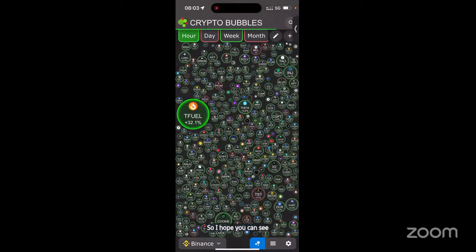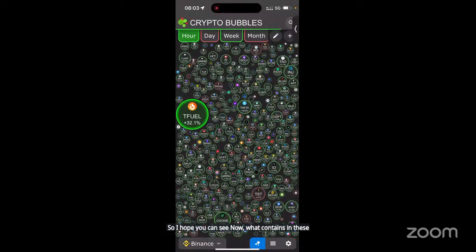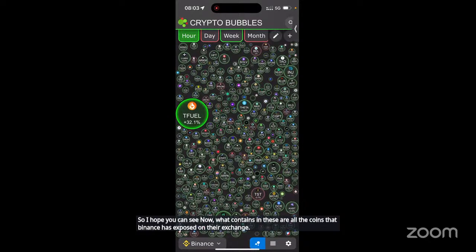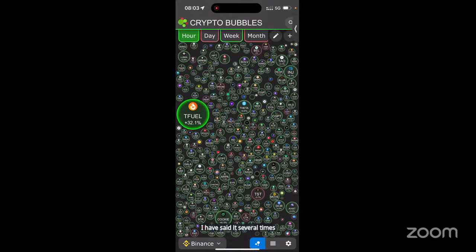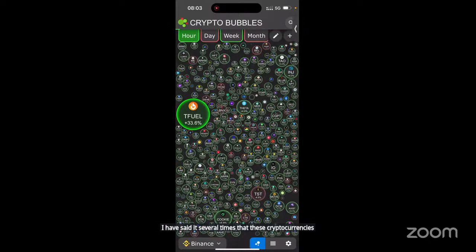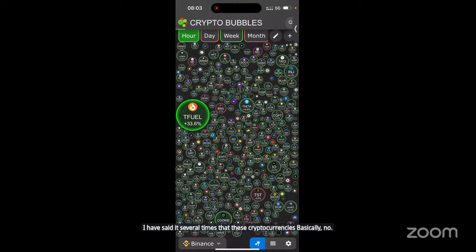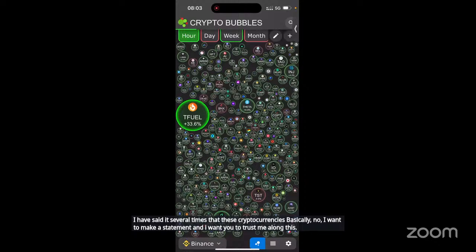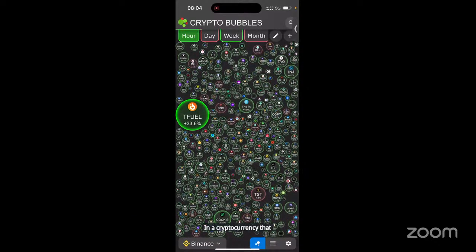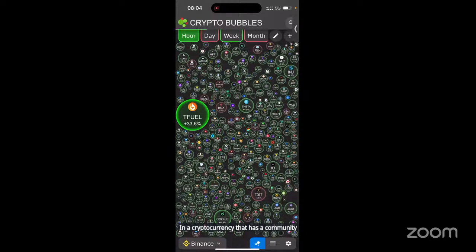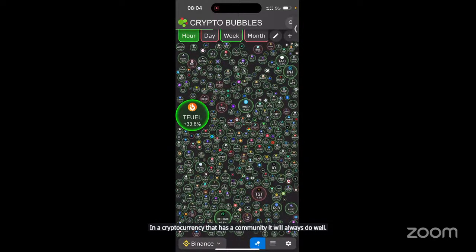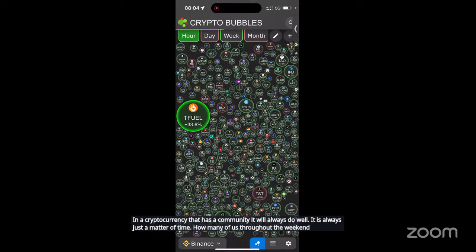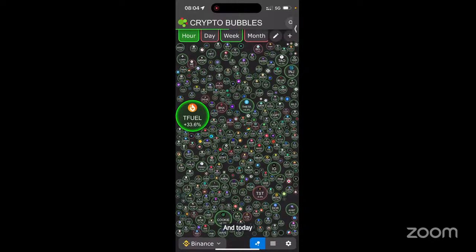Now, what is contained in these are all the coins that Binance has exposed on their exchange. I have said it several times that these cryptocurrencies are basically communities. Now, I want to make a statement, and I want you to trust me on this. Any cryptocurrency that has a community will always do well. It is always just a matter of time. How many of us throughout the weekend saw how BNX performed? And today you are seeing T Fuel performing.